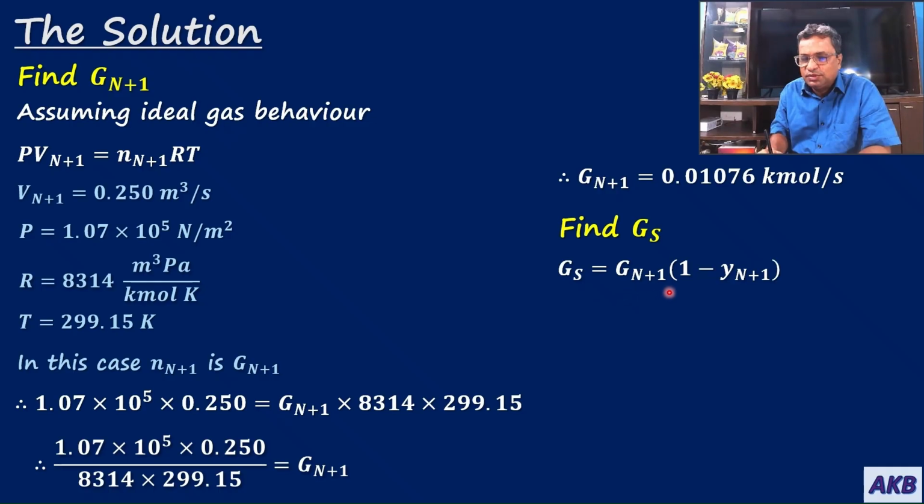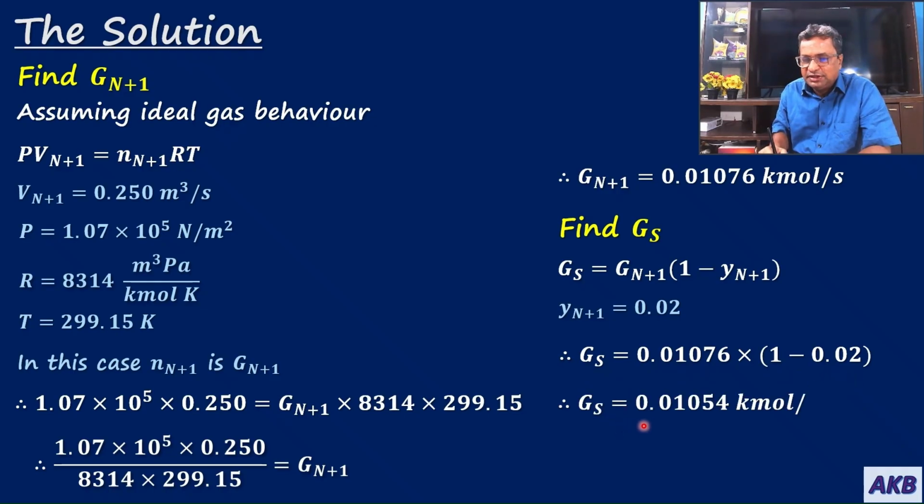Now let us find Gs. Gs is Gn+1 into 1 minus small yn+1. Small yn+1 is 0.02, which we have obtained earlier, and Gn+1 we have just got. So therefore Gs will be equal to 0.01076 into 1 minus 0.02. That is, Gs comes out to be 0.01054 kilomole per second. So in this way, we have got Gn+1 in kilomole per second, and now we have got Gs, which is again in kilomole per second. Let us move ahead.